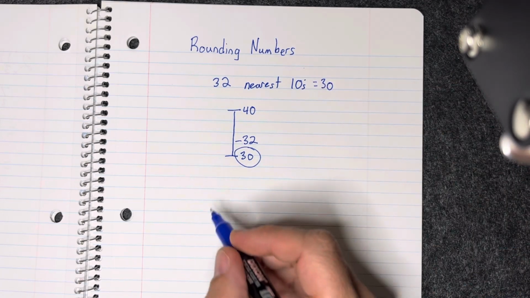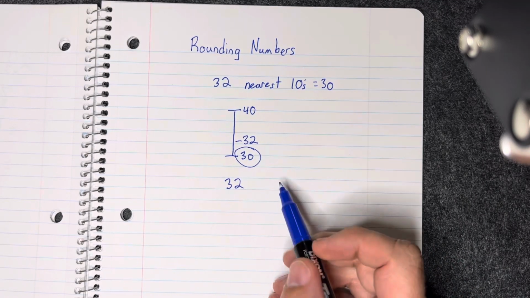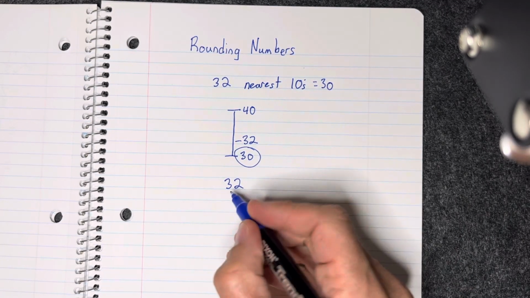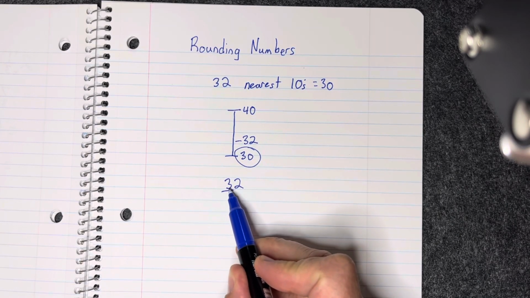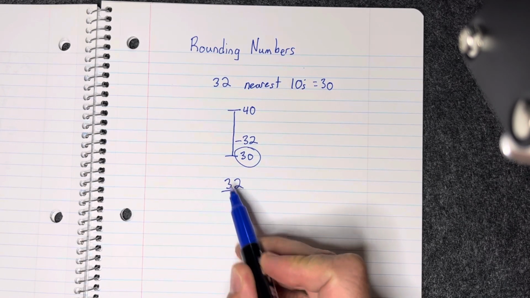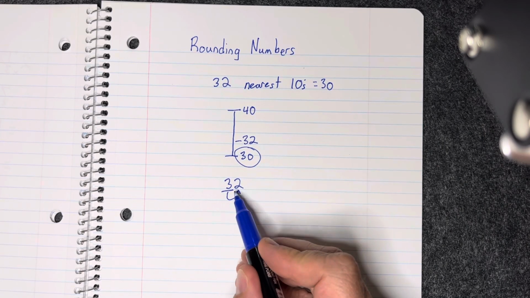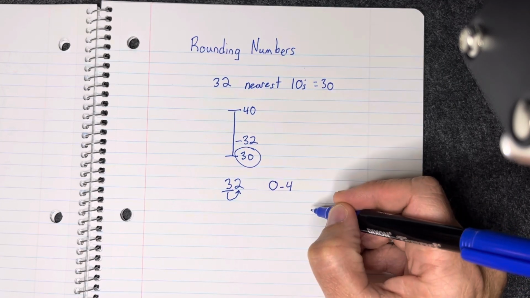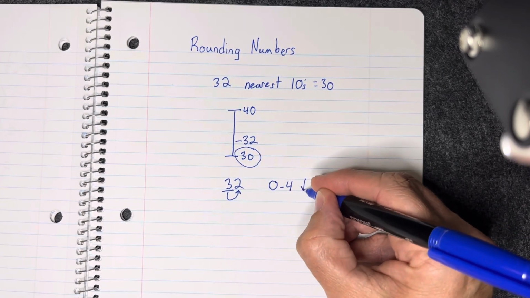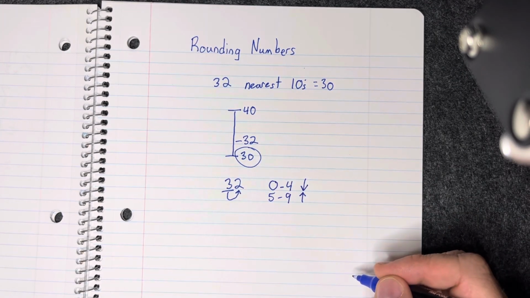Now, how do we figure this out? So, again, looking at the number 32. We realize that we're looking for the nearest tens, so we're underlining the tens column. And then to figure out if this should go down to 30 or up to 40, we just look at the next number. So in this case, the ones column. This is a 2, which means it rounds down. If it's a 0 to a 4, we round down. If it's a 5 to a 9, we round up.